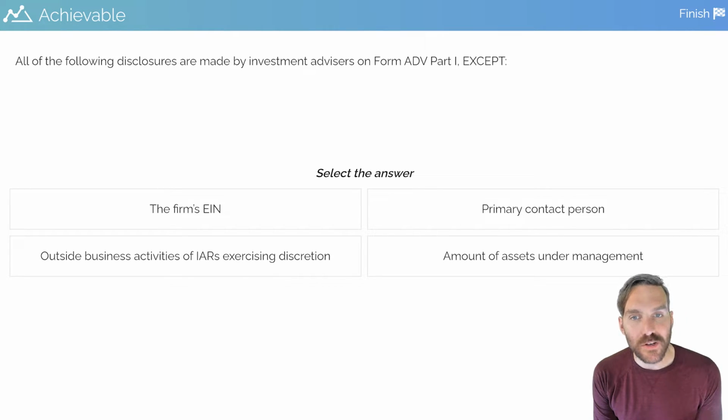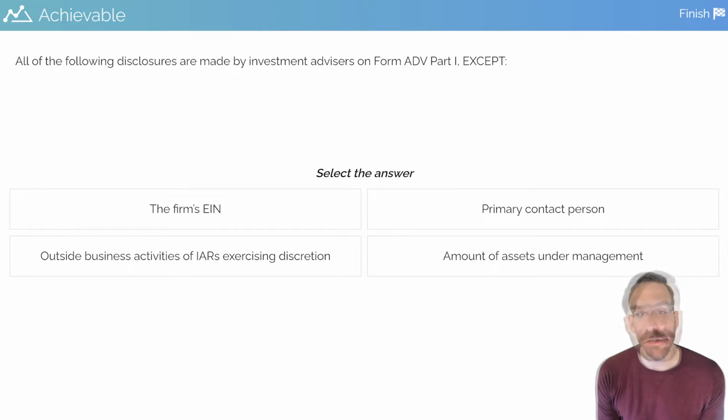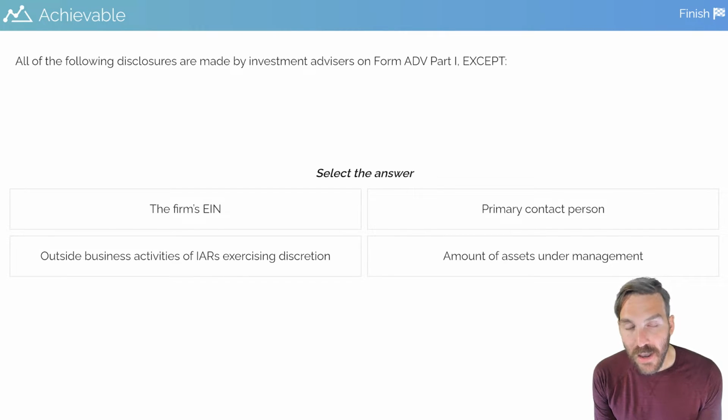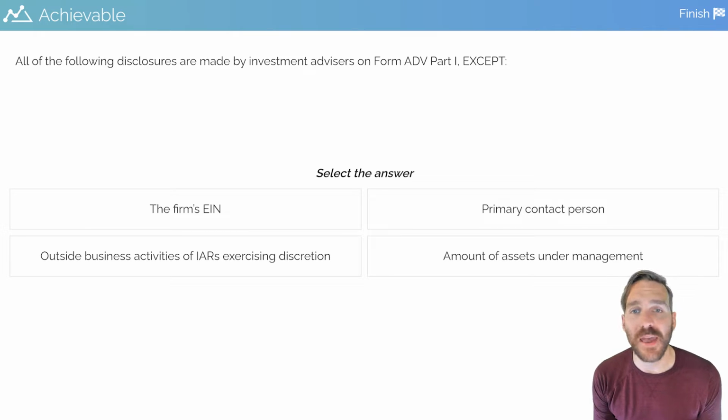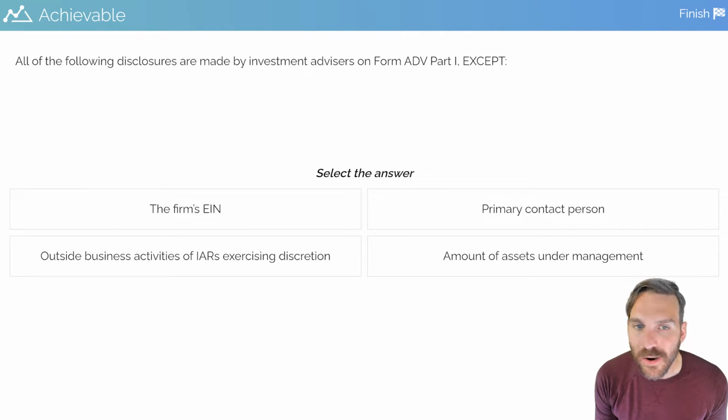Let's go back up to the question and be 100% crystal clear on what we need to be looking for in the answers. So all the following disclosures are made by investment advisors in Form ADV Part I, except. With the except there, we have 3 disclosures at the bottom that are made and 1 that is not. Basically, we could retool this to be, what is the one thing down in the answers that is not required to be disclosed on Form ADV Part I? For these questions that have excepts or double negatives in them, I really recommend that you're 100% clear on what you're looking for before you get to the answers. That way, you know exactly what you're looking for when you get to the answers.